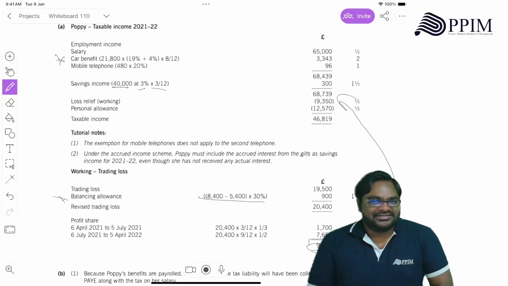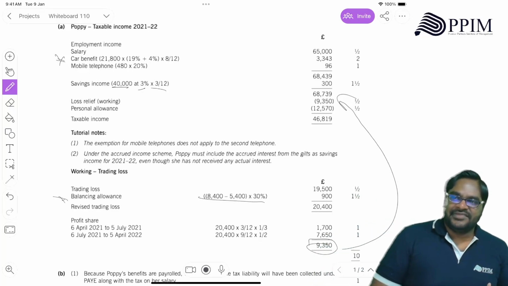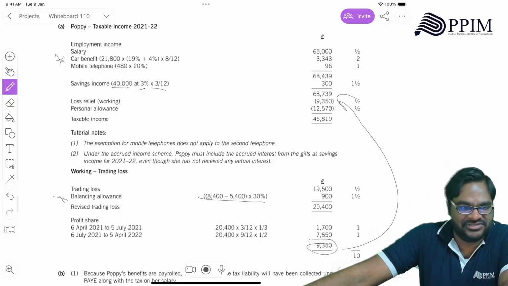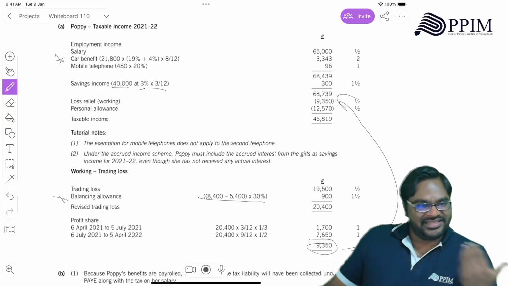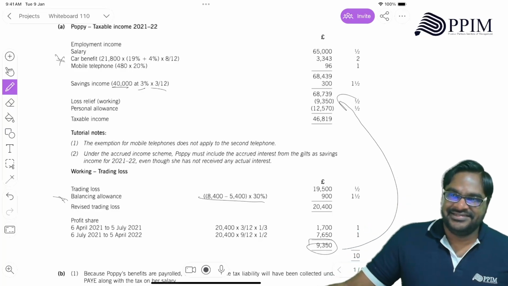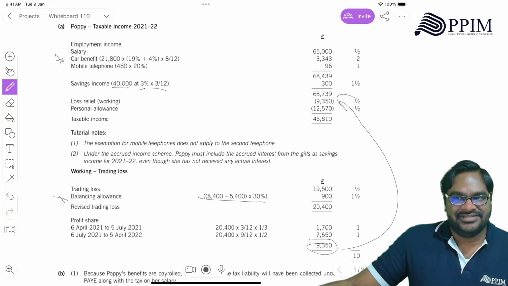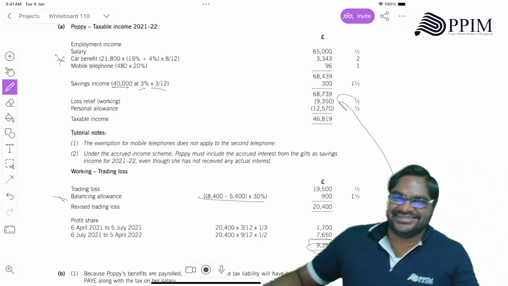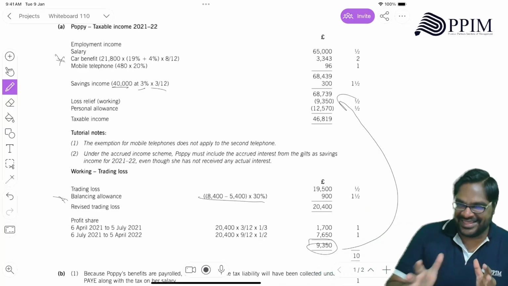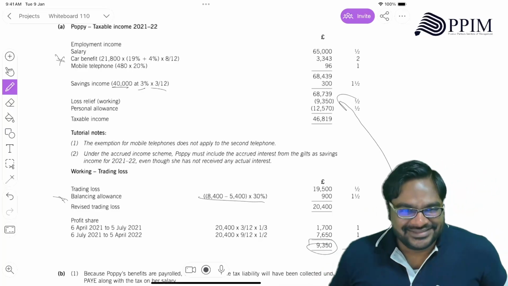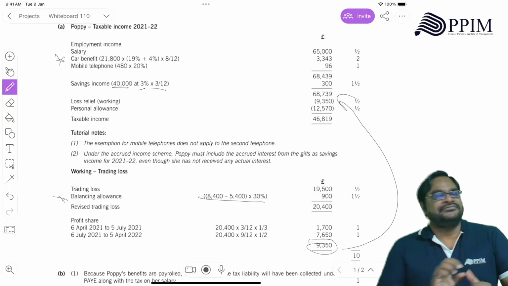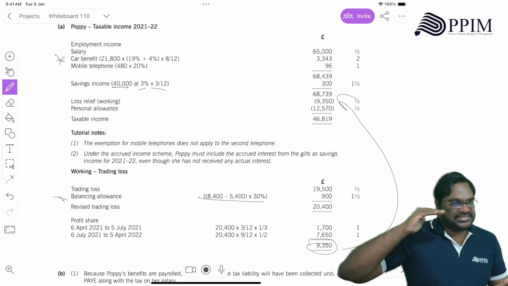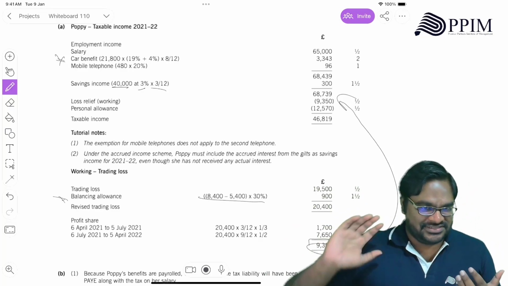Are we okay with this one? Any concerns or anything that is not clear? All good. So compared to the previous 10-mark question, this was pretty easy, right? The earlier one, you did not understand anything. This one, at least after taking it, have you understood? Agree? So we just have to take the loss and deduct it from the total income.